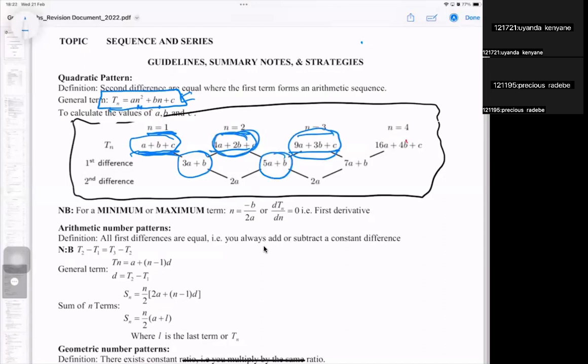Then you go T2 of the first difference minus T1 of the first difference, which gives you the second difference. So 2a is equal to the second difference, 3a plus b is equal to the first term of the first difference, and a plus b plus c is equal to the first term of the sequence. Thumbs up if you are happy with where those formulas come from.